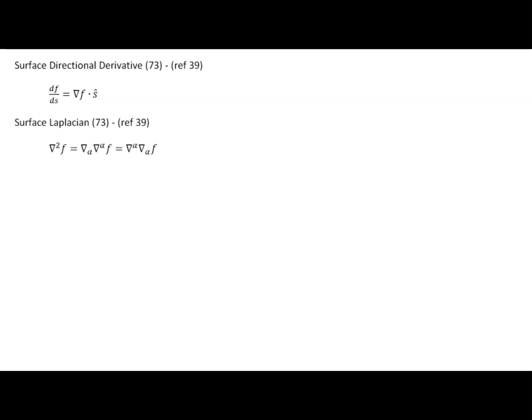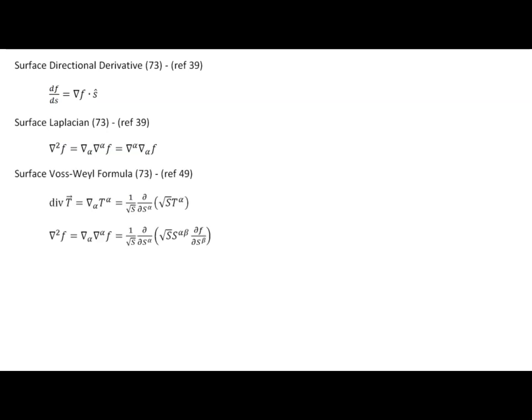Next, we have the surface Laplacian, defined exactly the same way we did back in video number 39. It's just the combination of these two operations contracted together. And it works exactly the same as it did back in video 39. And then finally, we can make use of the surface Voss-Weyl formula. And these formulas are exactly the same as we defined back in video 49, just using surface indexes. So we can use these forms to evaluate the divergence or the Laplacian for surface coordinates.